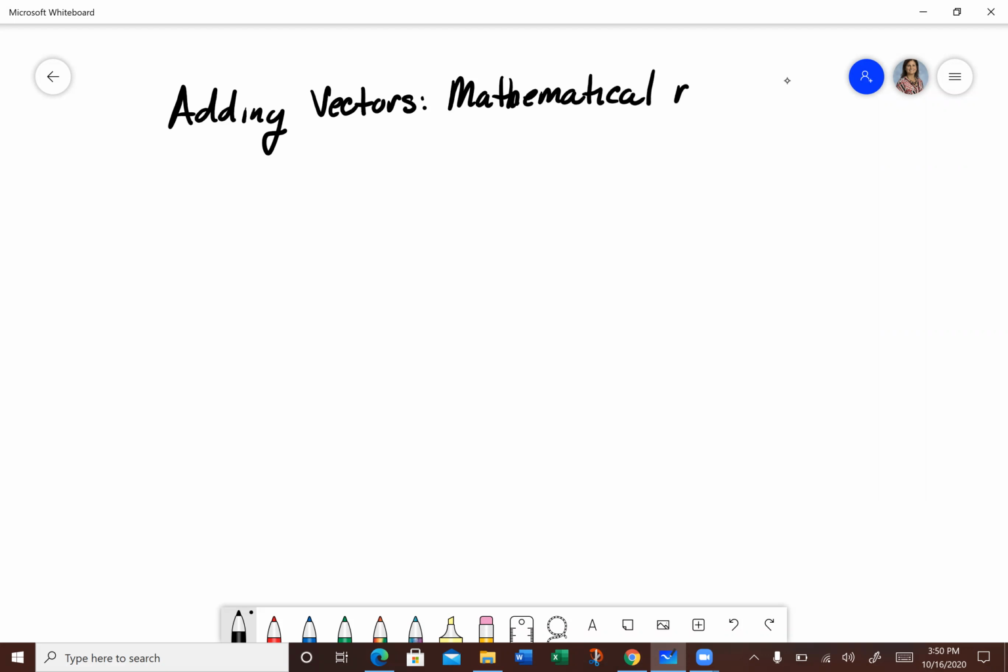Here we go, round 2, adding vectors mathematically. I guess we're always adding them mathematically, but this is the mathematical method instead of the graphical method. All right, so this one is actually not too bad.